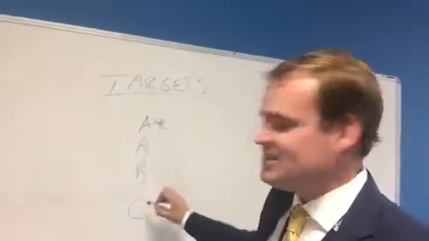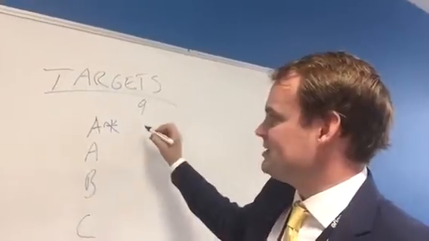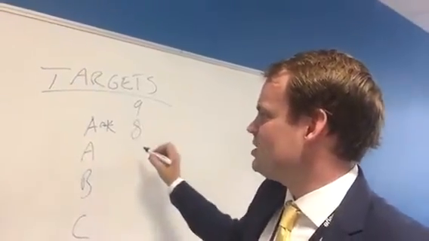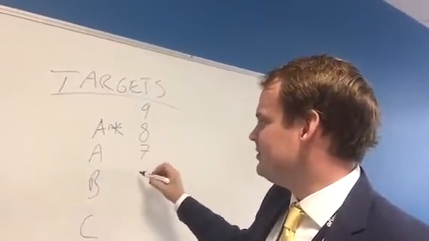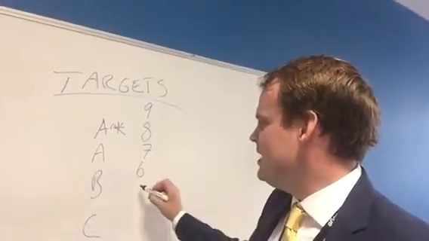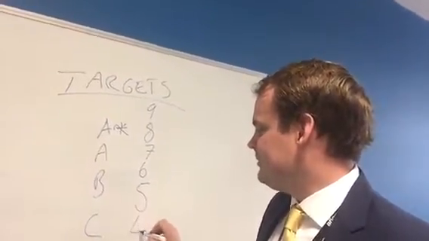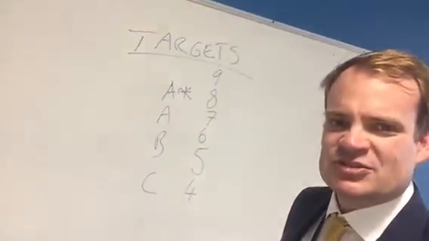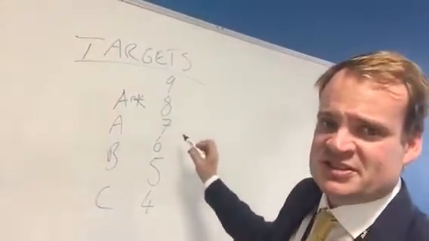So instead of A star, A, B, C for GCSE, you now have 9, which is better than A star, 8, which is roughly equivalent to most of A star and the top end of A, 7, which is the rest of A, roughly, a 6, which is most of B, a 5, which is the bottom end of B and the top end of C, and then a 4, which is the lower end of C. Makes sense, roughly? So these are the new GCSE grades.